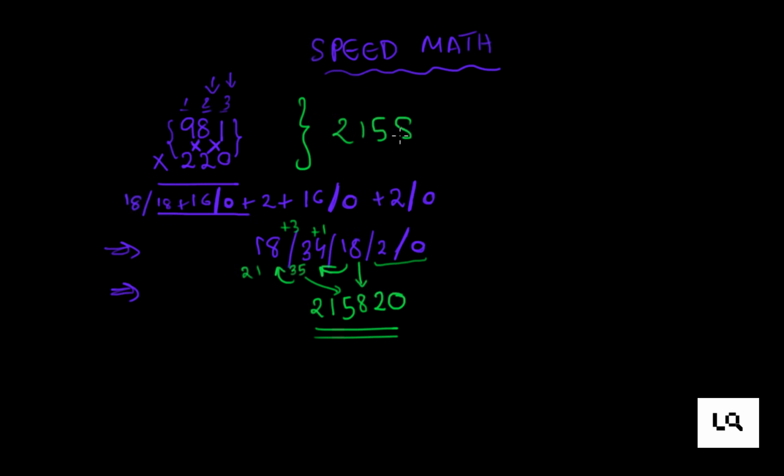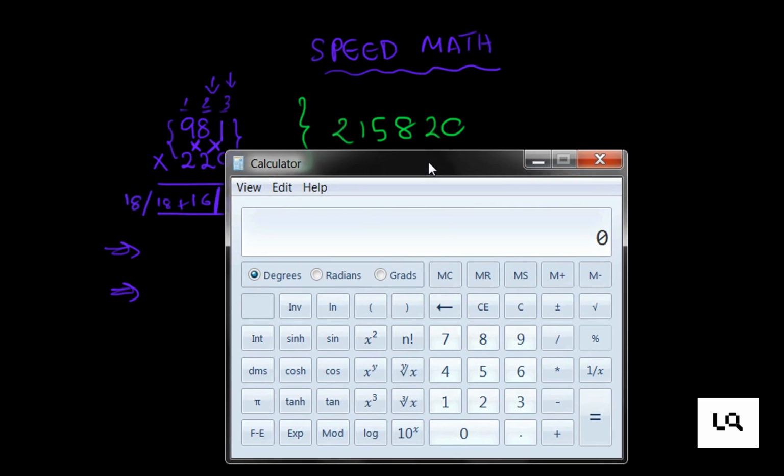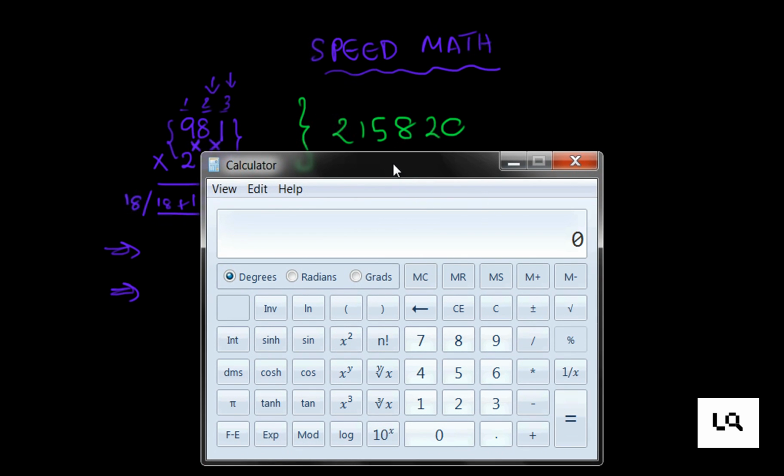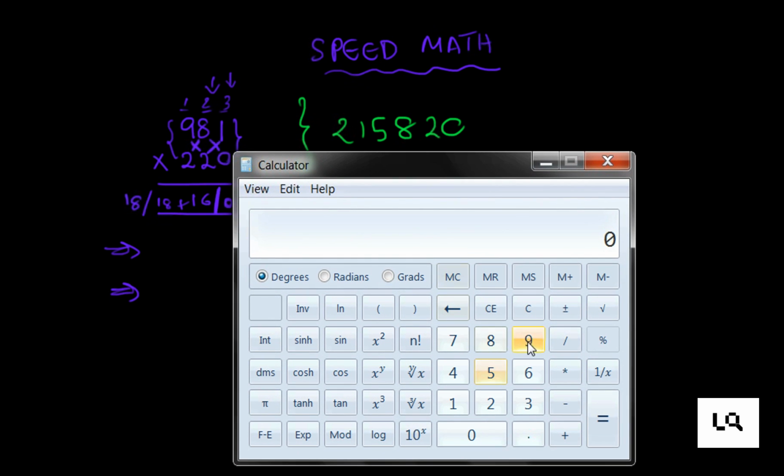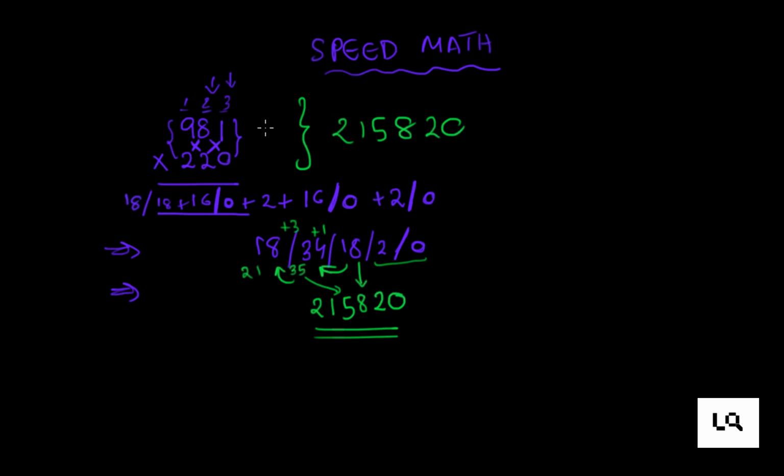Let's just check that out with a calculator. Alright, so what were the digits? The digits were 981 into 220, is equal to 21580. Lovely, we got the answer correct.